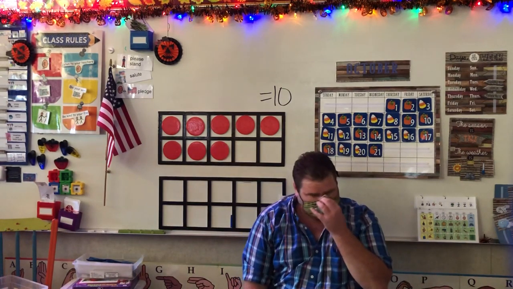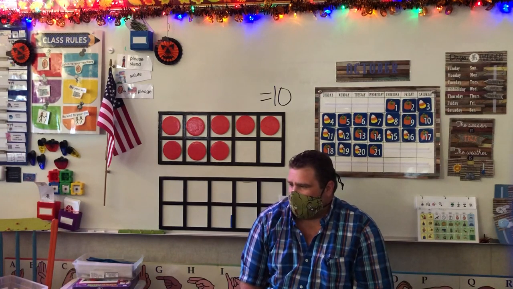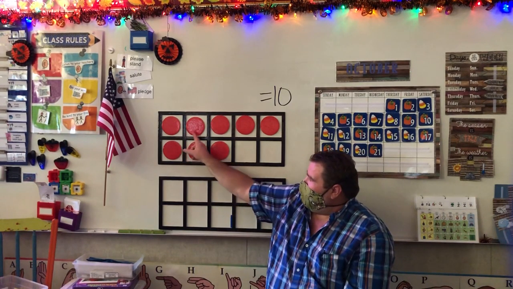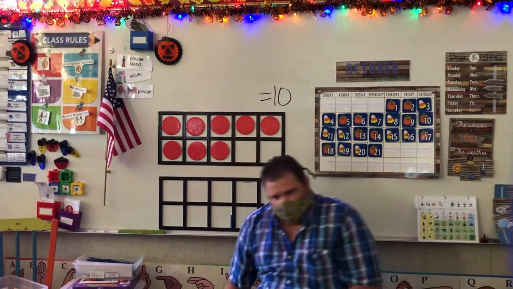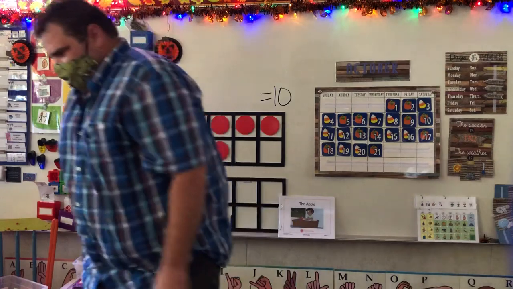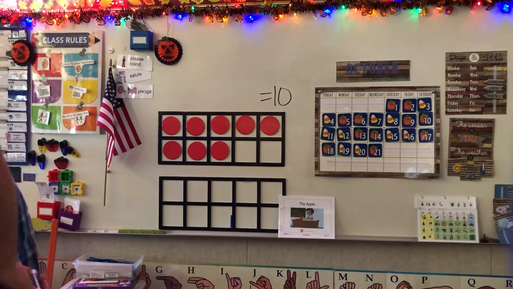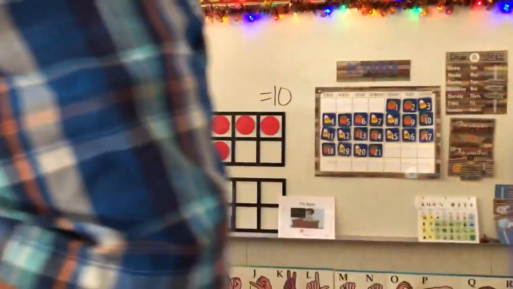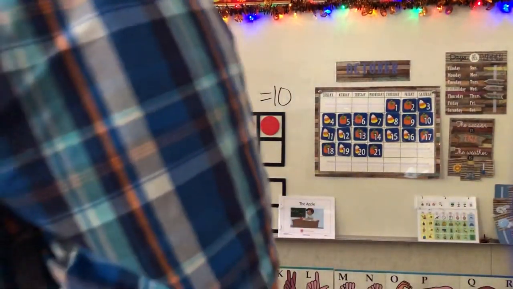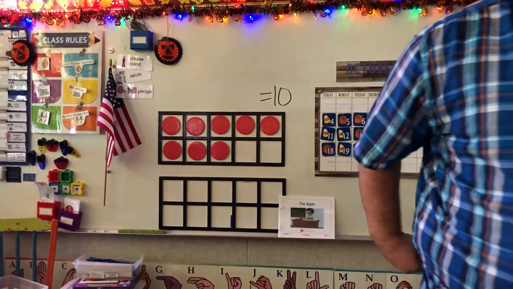Okay, now, how many squares did we fill in? How many did we fill in? What do you think? How many red? Nine. Wyatt thinks nine. Max, how many did we fill in? Show us. How many red dots are there? How many do we fill in?